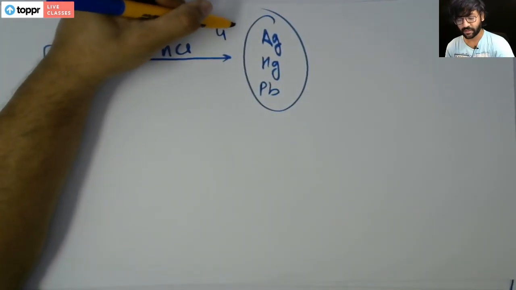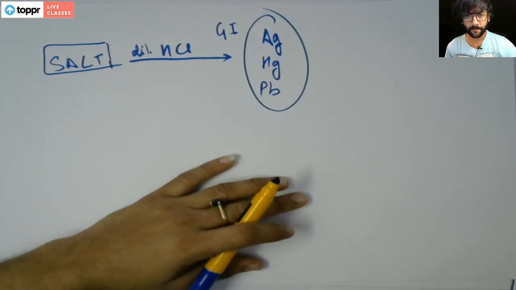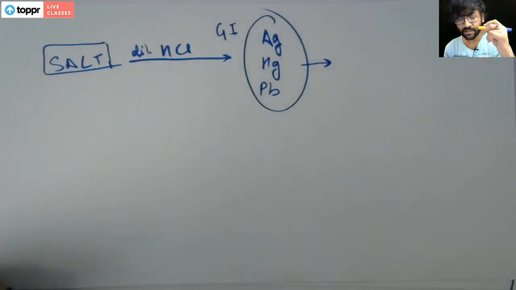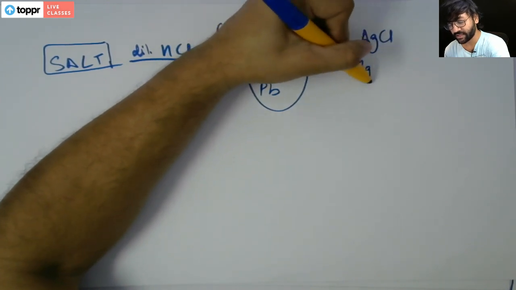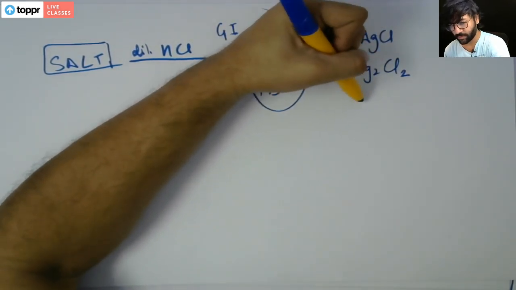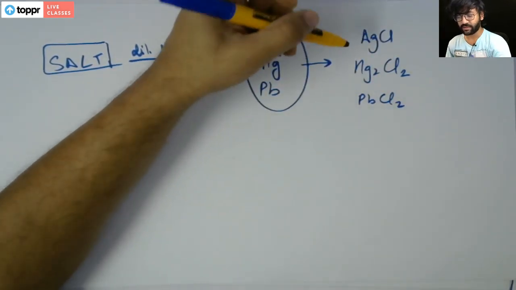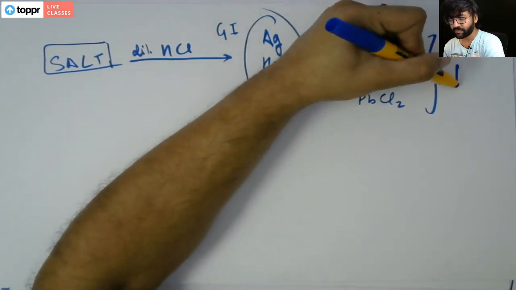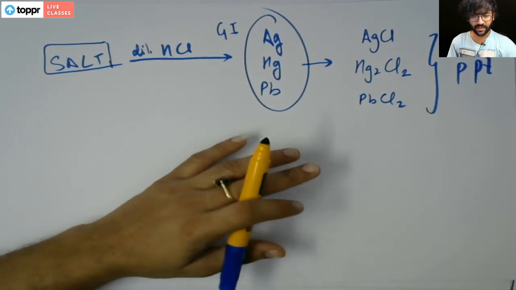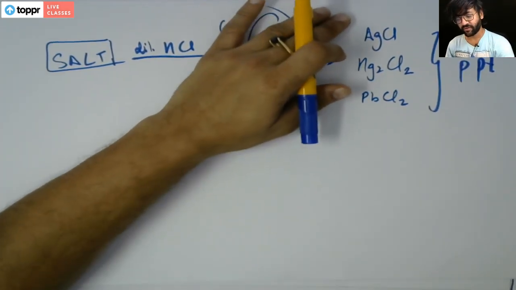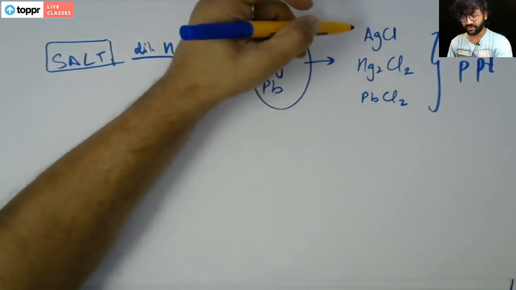group 1, they'll precipitate out as a chloride salt like AgCl or Hg2Cl2 or PbCl2. So they will form precipitates, right? AgCl is white in color, and lead chloride is yellowish. So from this we can find it out. We can find these 3.